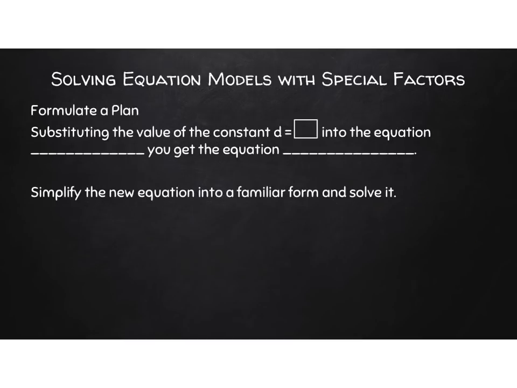Okay. And then so we want to formulate a plan. So by substituting the value of the constant d equals 200 into our equation, d equals negative 9t squared plus 776, we get 200 equals negative 9t squared plus 776. So then what we want to do is we want to solve, and in order to do that, we are going to get it set equal to 0 first.